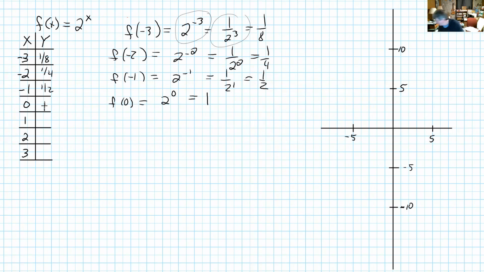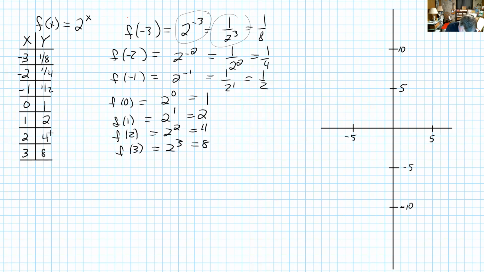Okay. So here, if x is 1, f of 1 is 2 to the 1 power, which is 2. If x is 2, we get 2 to the 2 power, which is 4. And if x is 3, we get 2 to the 3rd power, which is 8. Notice what's happening to the y values. Each time we increase the x value by 1, the y value doubles. And the graph of this thing, let's see here.